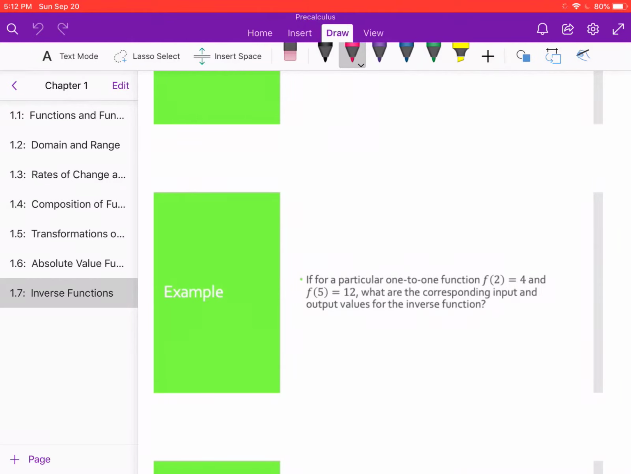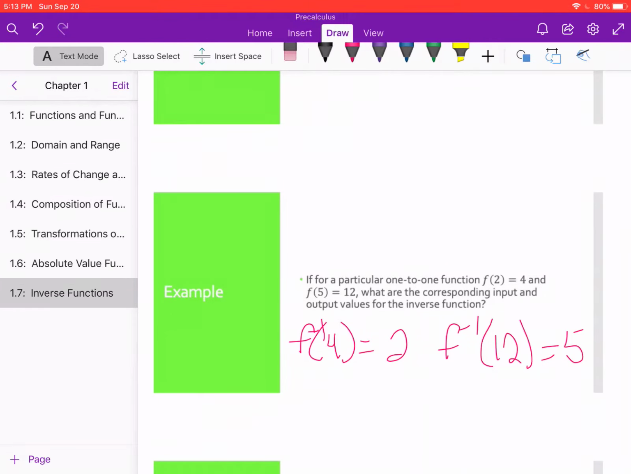Well, inverses, we just switch x and y. So for the first one, we know that f of 2 equals 4. I'm going to put that little -1, so f inverse of 4 is 2. And for the next one, f inverse of 12 equals 5. So just switching x and y.